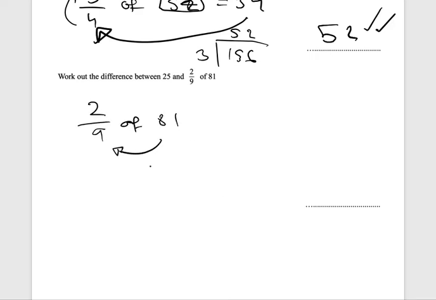81 divided by 9 is 9. 9 times 2 is 18. So this value over here is worth 18, and this value is 25. You will just do 25 subtract 18, which will get you a value of 7. So the difference is going to be 7.